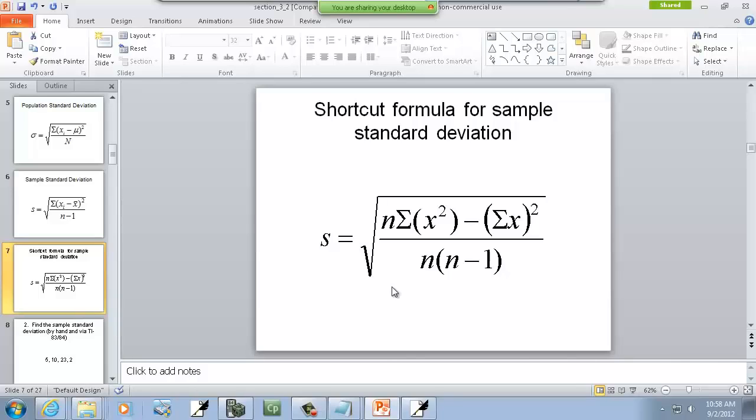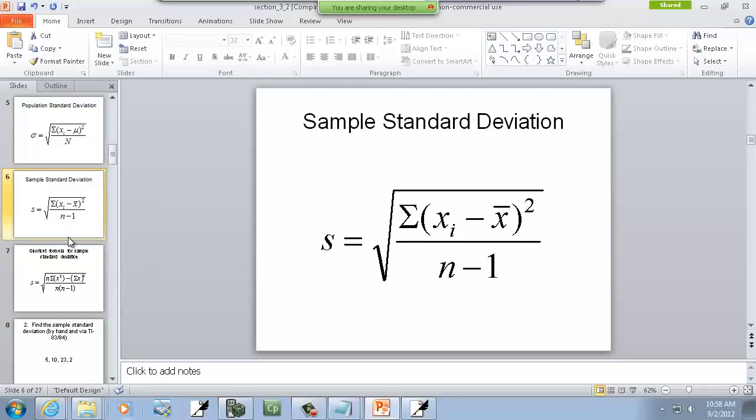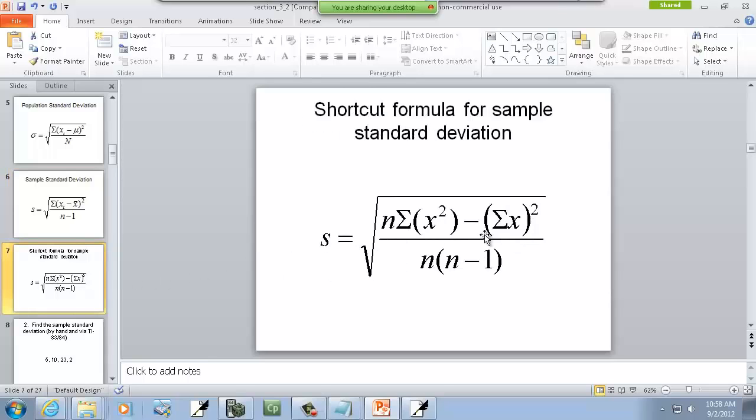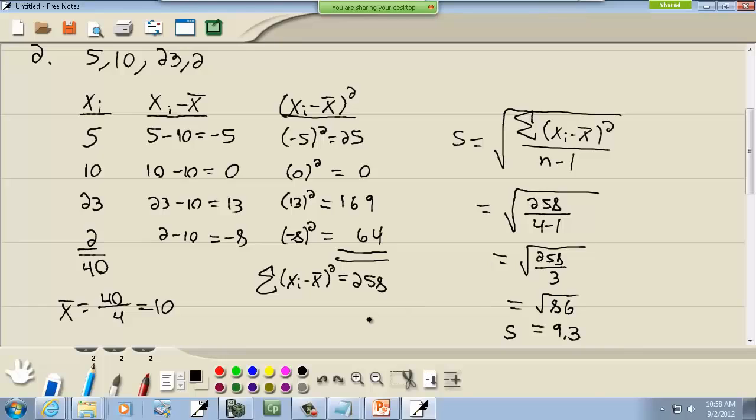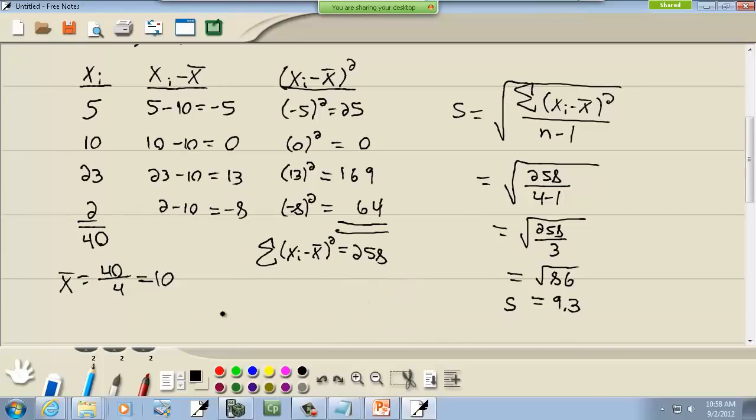There's a shortcut formula, so let's look at this in detail. It looks more complicated. I always show that to students. It looks more complicated, but it's missing an important piece. If I come up here, look at our sample standard deviation. This has got x bar. This doesn't have x bar. And you're saying, well, what's the big deal? It didn't look that bad.